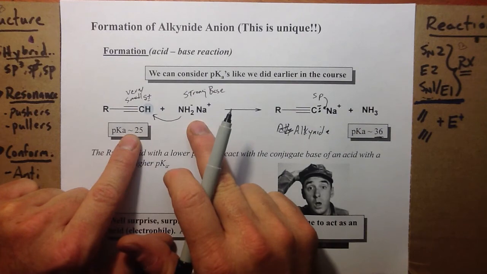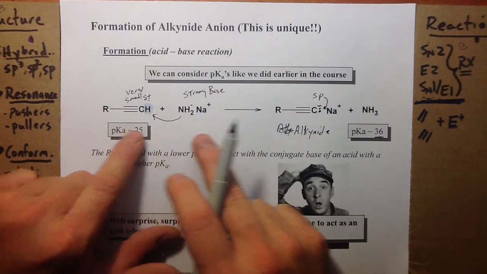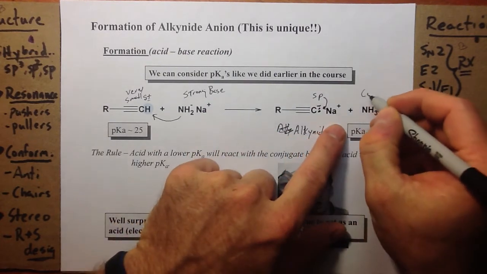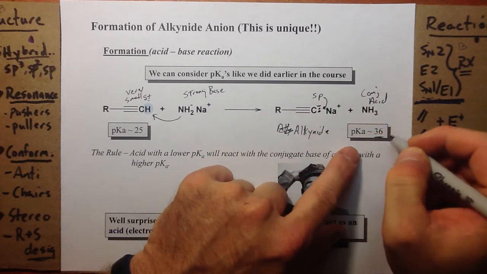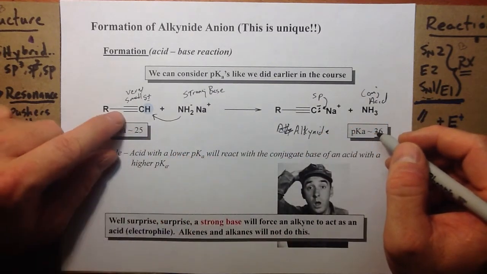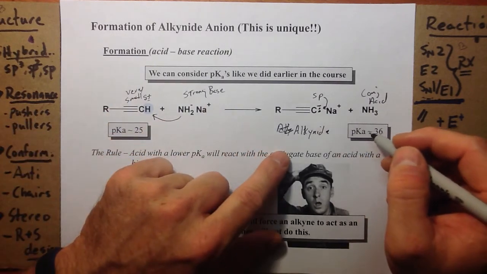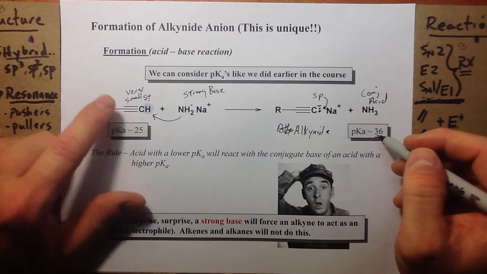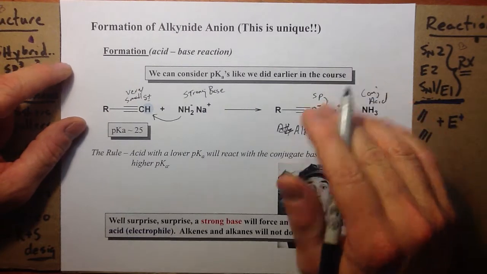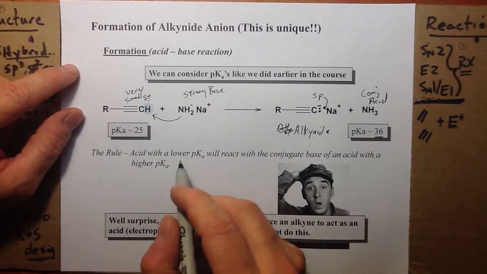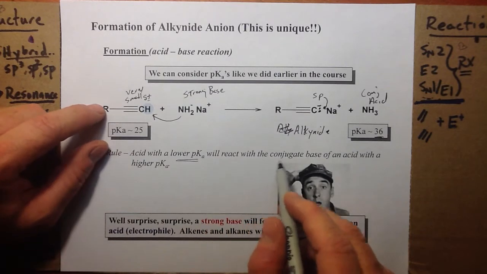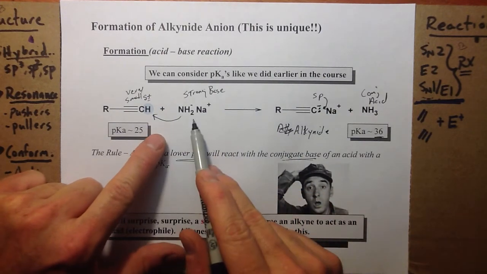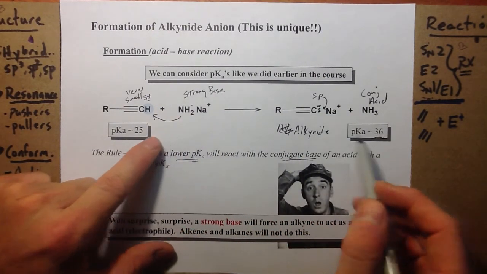If we have a solution of an anion and a neutral, we go ahead and propose the acid-base reaction, and if the pKa of the conjugate acid is higher than the pKa of the original acid, then that reaction favors product. If it had been the other way around, the pKa being higher over here and this being lower, then the reagent side would have been favored. And the rule is the acid with the lower pKa, that's over on the left, will react with the conjugate base of an acid with a higher pKa. We're going to favor the right side.